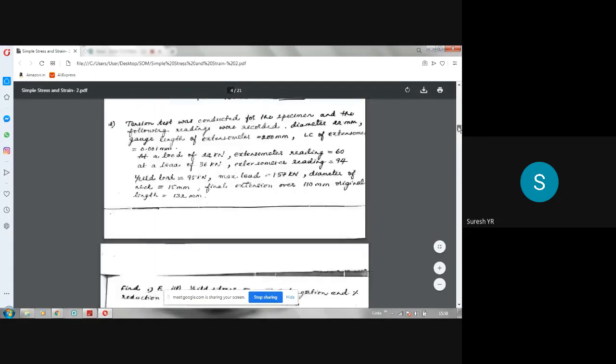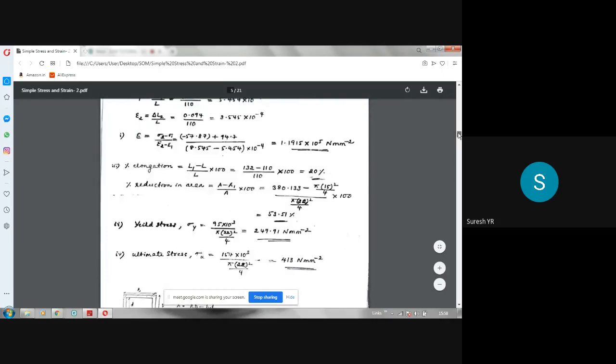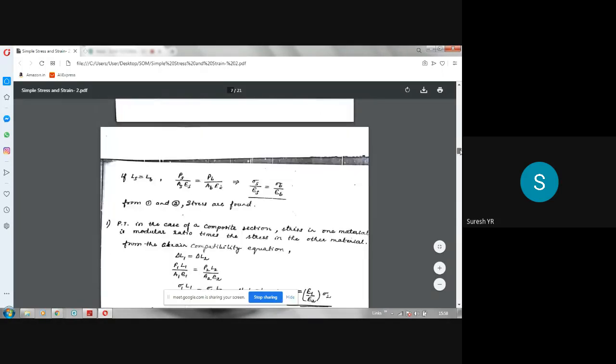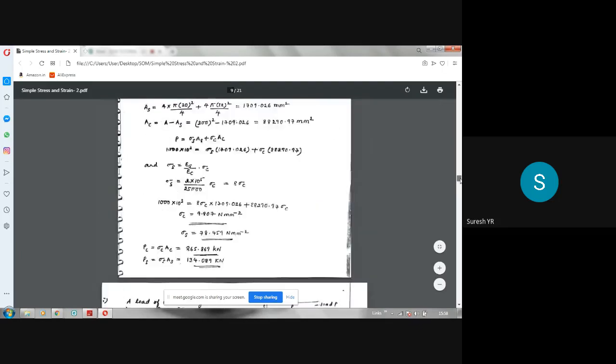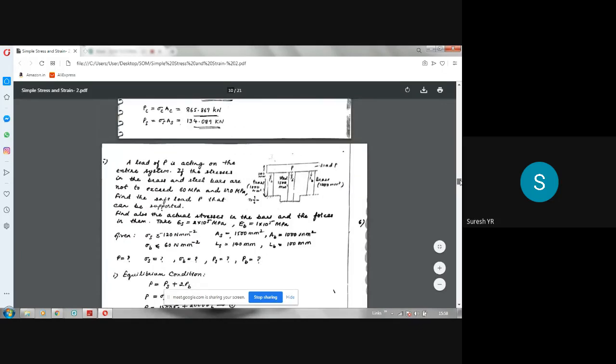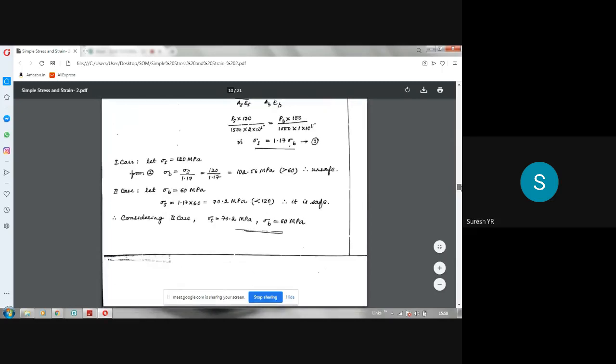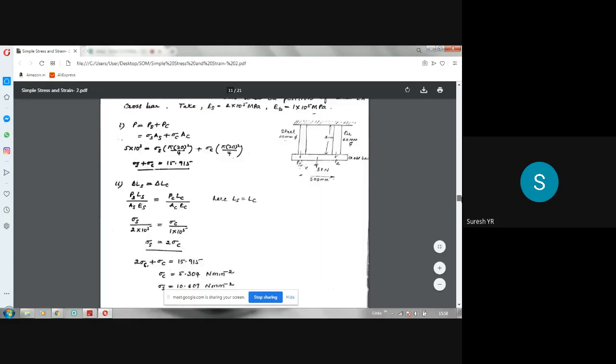So try to practice more problems. In the next class, that is on Monday, I will be taking the next concepts: principle of superposition, generalized Hooke's law, shear stress, all those things. Shear stress I have not yet covered. So far I am doing only tensile and compressive stress. So shear stress also we have to learn.